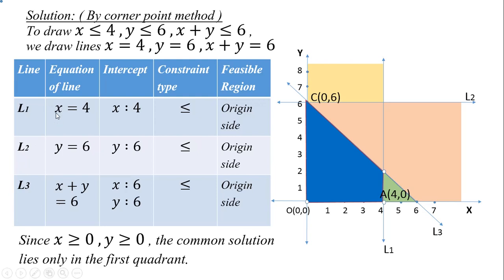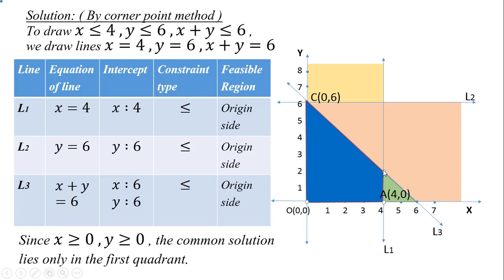Here we get directly the value of x is equal to 4. So for this point the x coordinate is 4. What will be the value of the y coordinate? To get that, we substitute this value of 4 in the equation of L3. So we substitute x is equal to 4 here. We get 4 plus y equal to 6. Now transferring this 4 here, we get y is equal to 6 minus 4 equal to 2. So we get y coordinate 2. So x is equal to 4, y is equal to 2.